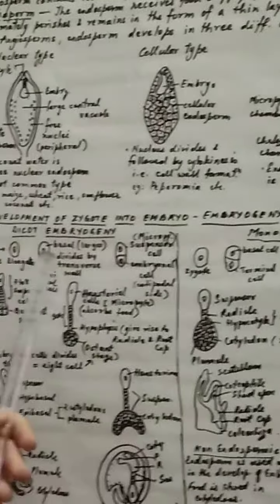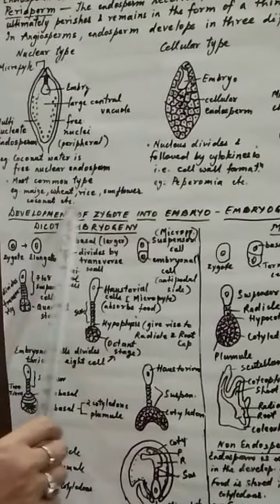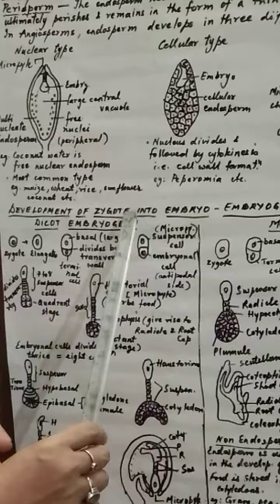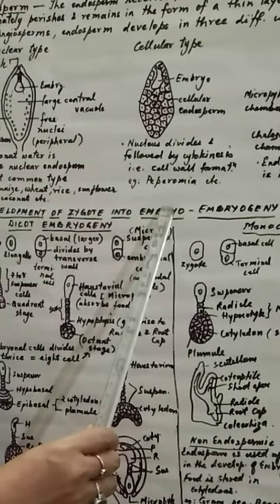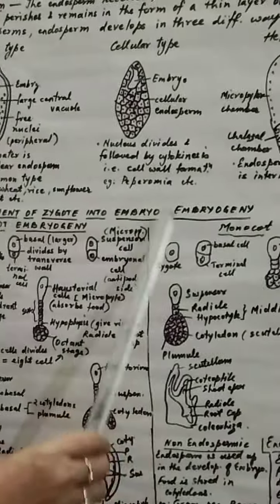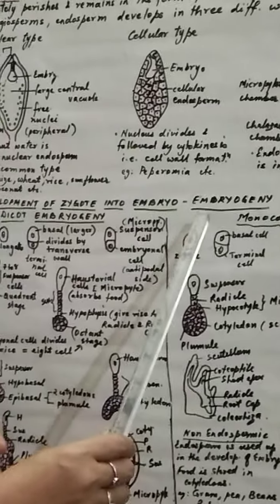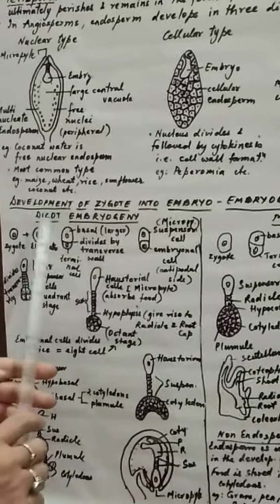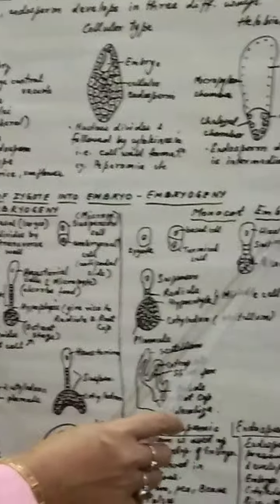Now let us move to the second topic, development of zygote into embryo. This particular process is called embryogeny. This we are going to study in dicot seed as well as monocot seed.